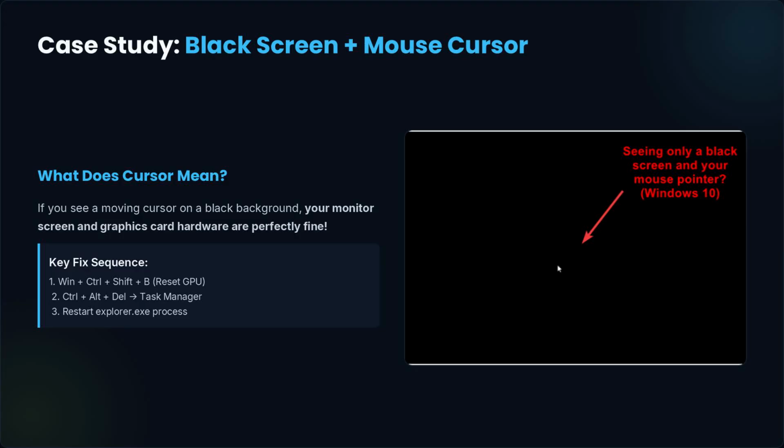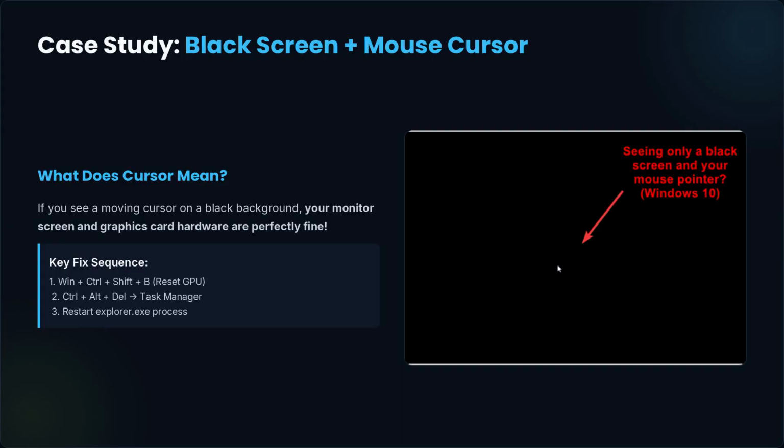Let's look at this specific situation carefully. If the screen is entirely black but you can see and move your mouse cursor, do not assume the screen is dead and rush to open the laptop hardware. This state indicates that the graphics pipeline is active, but the Windows UI process failed to launch.